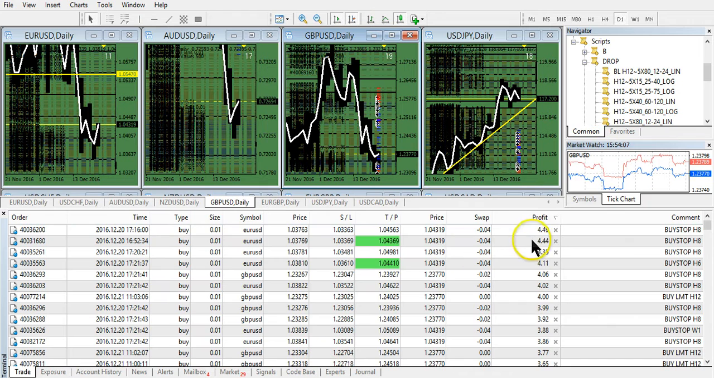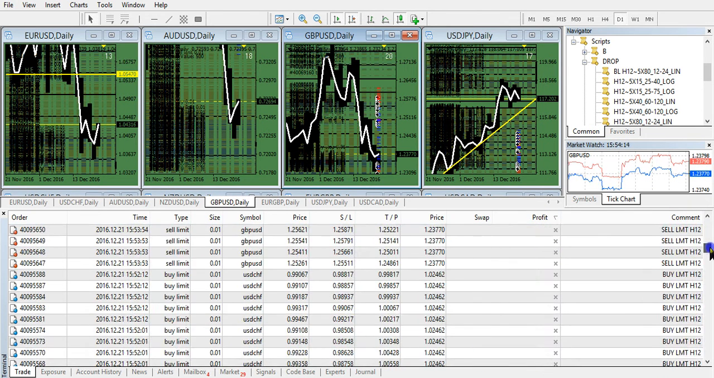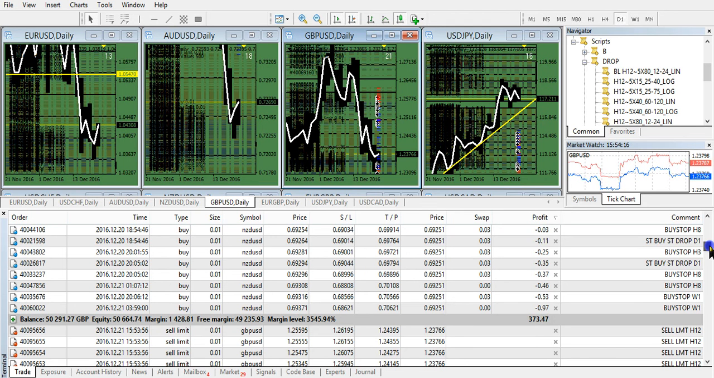And then people will probably laugh at the fact that I'm up $4 on this trade, but you've got to realize that I've got this many orders working. So I've got all these 1Ks working, and that's what I say, you spread your risk.